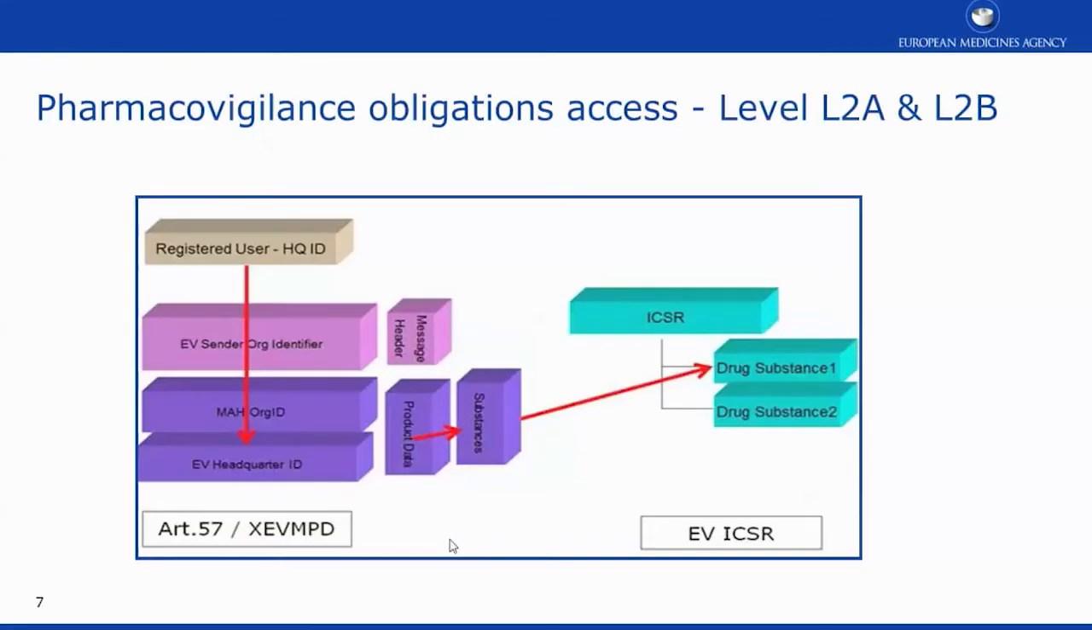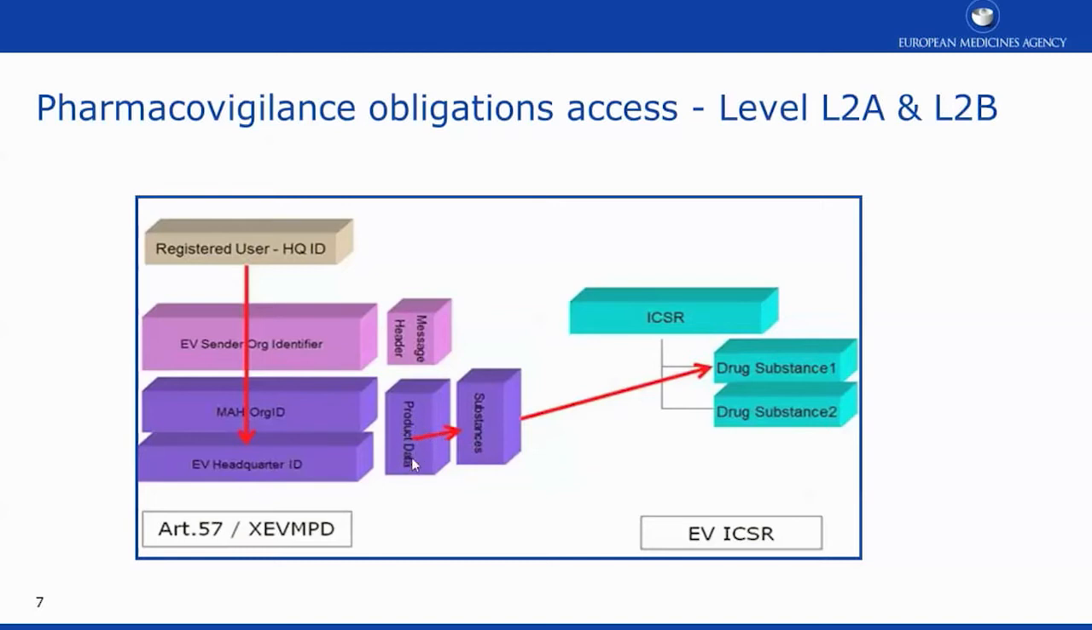This diagram shows how the information in Article 57 EVMPD is used to grant access to marketing authorization holders to ISSRs submitted by other organizations. An EVWEB user that is accessing the EVWEB system through a headquarter organization will be linked to the Article 57 information through the use of the EV headquarter ID in the EVMPD. So submissions to the EVMPD are the basis for provision of data.